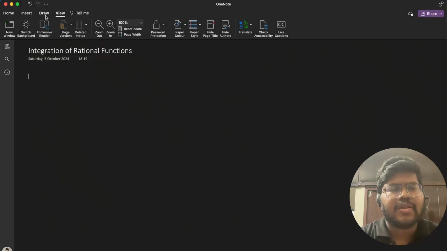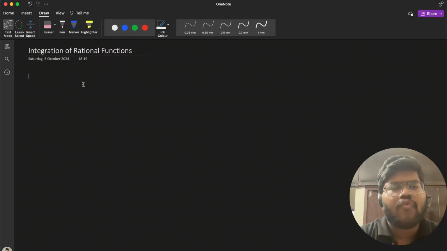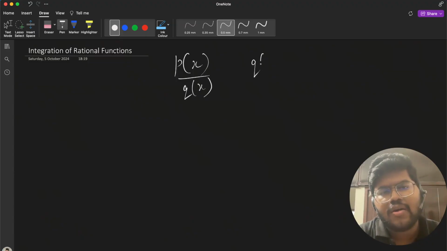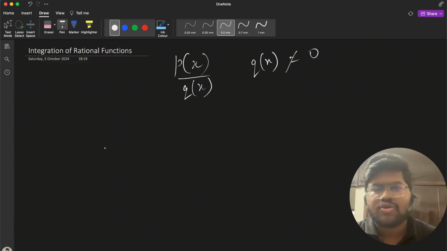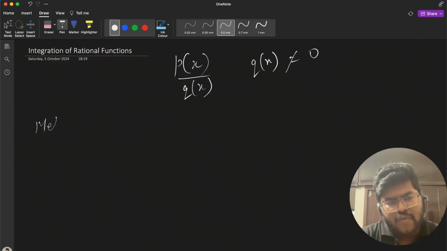There are various methods for the integration of rational functions, but let us first understand what rational functions are. If we have a function p(x) divided by q(x), where q(x) is not equal to 0, then this function is known as a rational function. Now we'll discuss the method of integration of rational functions. There are various methods, but let us understand the method of partial fractions, which is most commonly used.